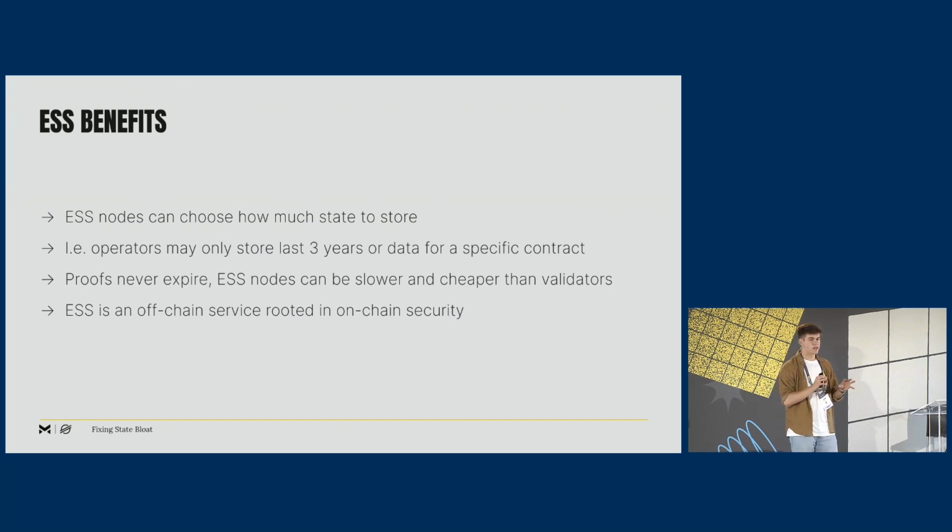Finally, the ESS is a completely off-chain system that does not participate in consensus, but via this proof system, it's still rooted in on-chain security. This means that from a decentralization standpoint, as long as our mainnet validators are sufficiently decentralized, we can have significantly fewer ESS nodes, but still maintain full decentralization.